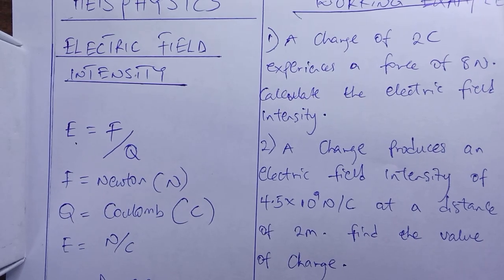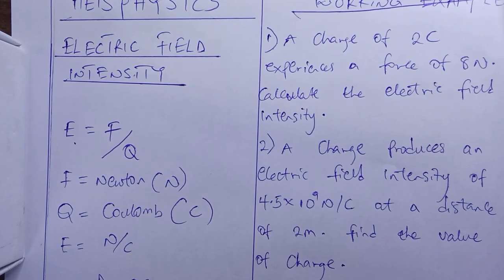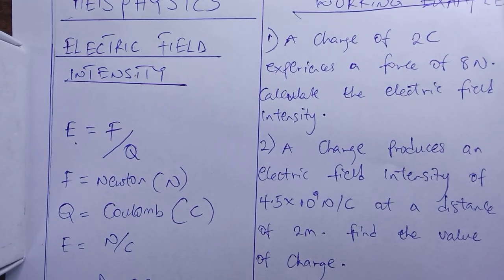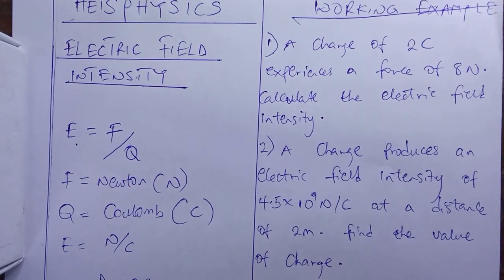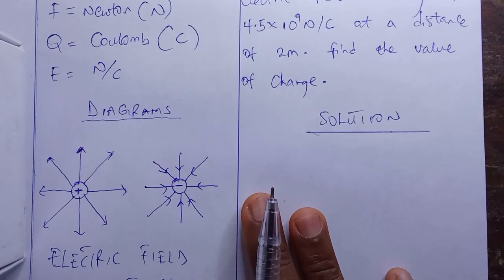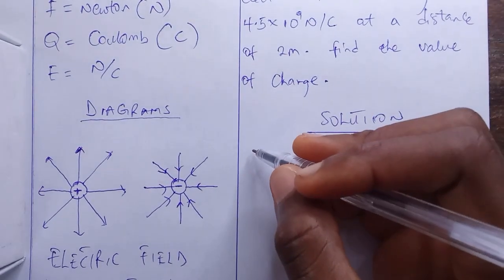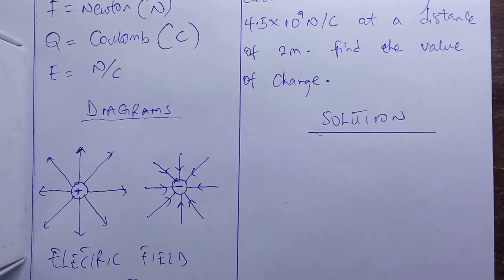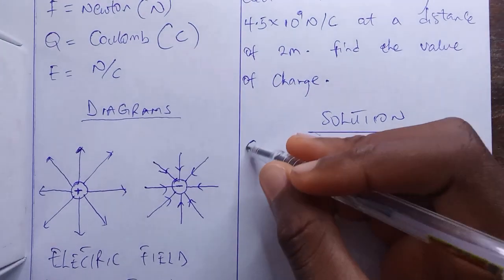Let's tackle it together. First example says a charge of 2 coulomb experiences a force of 8 Newton. Calculate the electric field intensity. So let's do it together. So we have the solution. Let's say a charge of 2 coulomb. And from the beginning of this class, I said that the symbol for charge is what? Q. So, given.